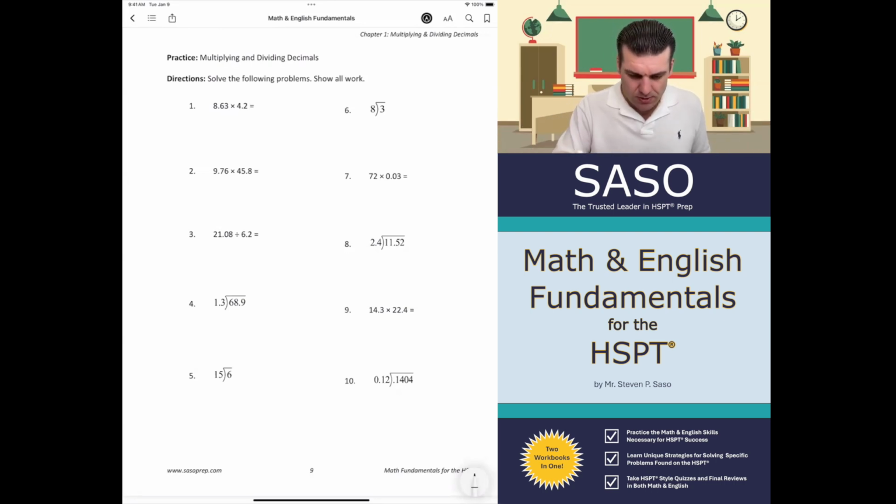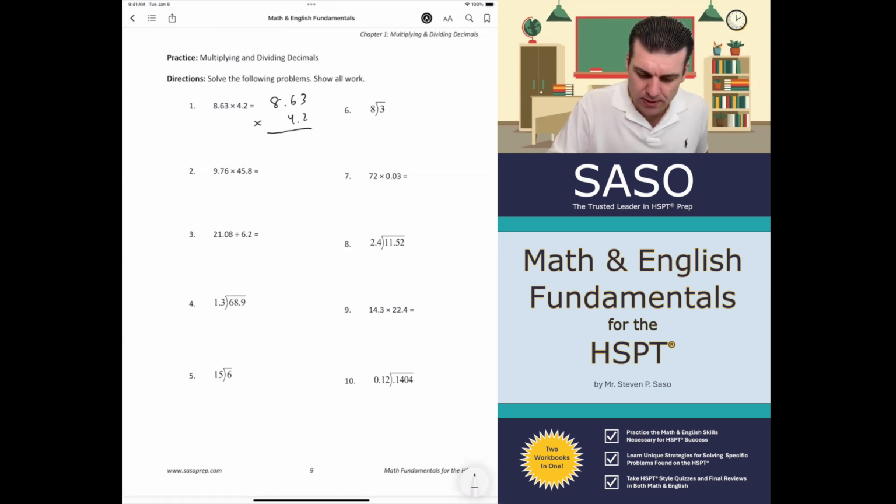Kind of a mixture here. So 8.63 times 4.2. Now remember, with the multiplication of decimals, we're just lining them up all the way to the right. Okay, so we're not lining up the decimals here, just lining them up all the way over to the right. Then we're going to multiply it out.